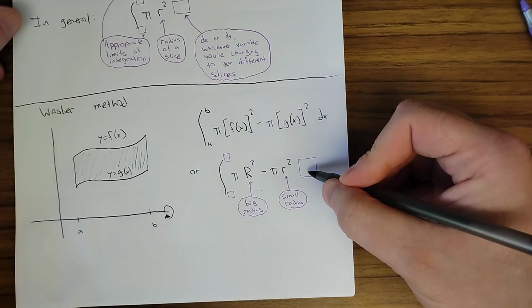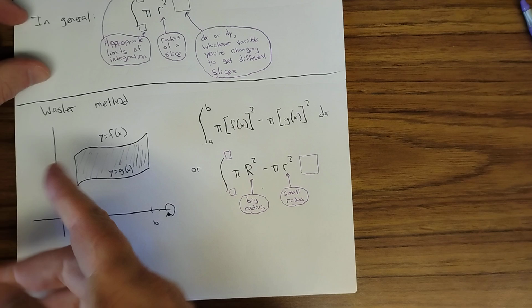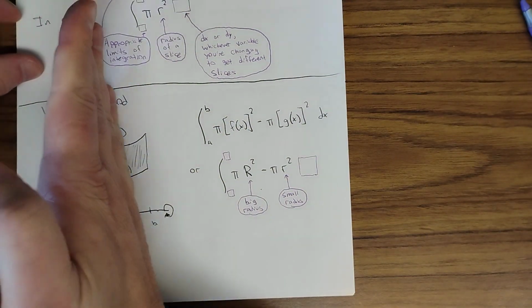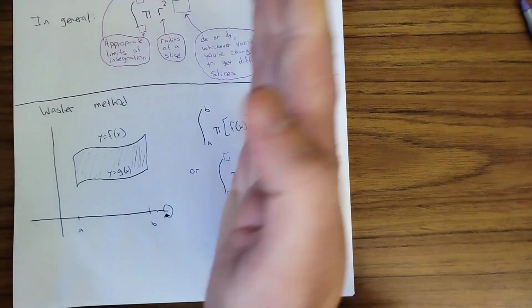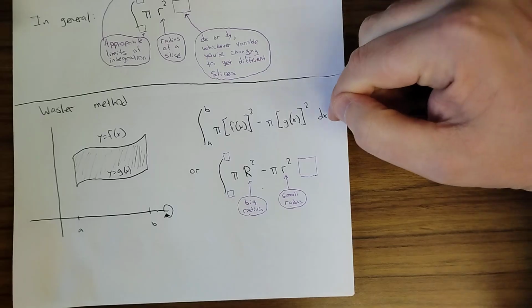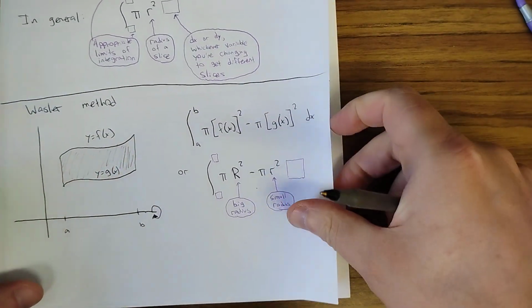And then I have to fill this in with either dx or dy, and again, that's whichever variable you're changing to get different slices. On the way that we set this up here, it was dx because I'm taking my slices this way, and how far to the left or to the right I move my hand is changing the variable x. That's why this is dx. Okay.